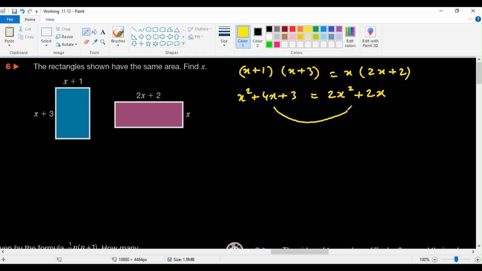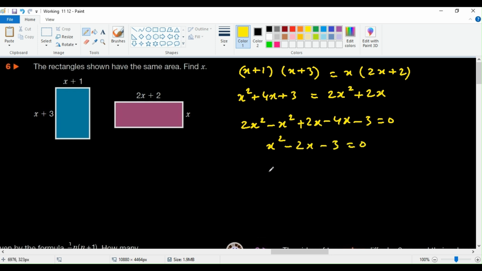I will bring everything to this side, and signs are going to be changed. So I will write 2x square, and this plus x square is going to go to the other side and becomes a negative x square, and plus 2x is already here. I'll bring this negative 4x from the other side, and minus 3 equals 0. That means this is going to give us x square minus 2x minus 3 equals 0.